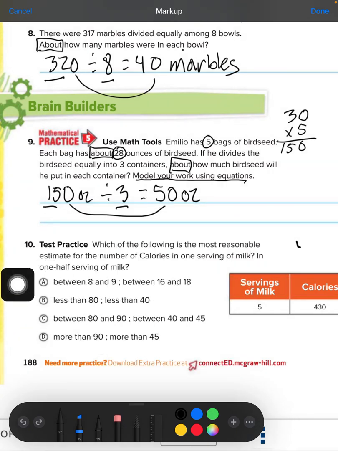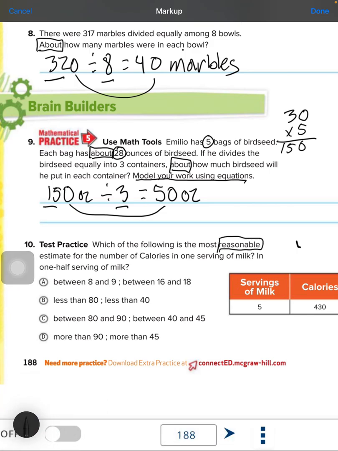There we go. Which of the following is the most reasonable estimate for the number of calories in 1 serving of milk? And then they want to know in 1/2 serving. So, most reasonable. Reasonable is really close to about, and they're saying estimate. So you are going to estimate. So we have 5 and 430. That doesn't play very well with 5.